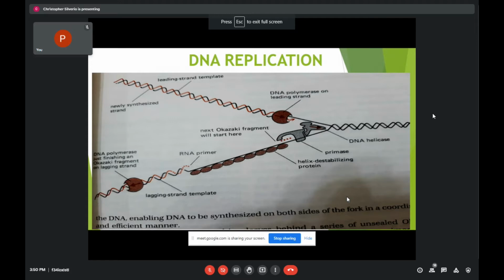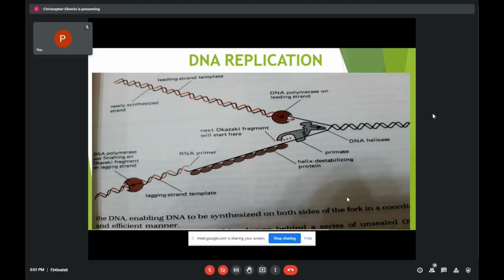As you can see, it is open, and then it is replicated. And the component or the structure that is responsible for the replication of the DNA is the DNA polymerase, both on the leading strand and the lagging strand. Okay, you have to see the leading strand in the diagram.